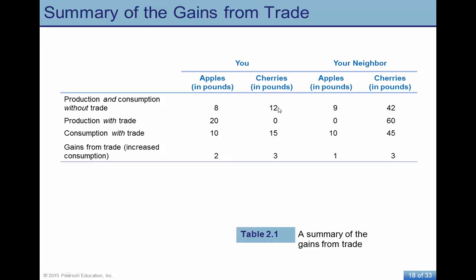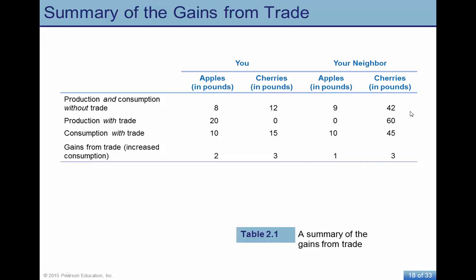Before the trade, you were consuming 12 pounds of cherries. After the trade, you consume 15 pounds of cherries. So, you consume 3 pounds more cherries after the trade. Your neighbor was consuming 9 pounds of apples before the trade. And after the trade, now she has 10 pounds of apples. What are the gains from the trade? She will have 1 pound more apples.